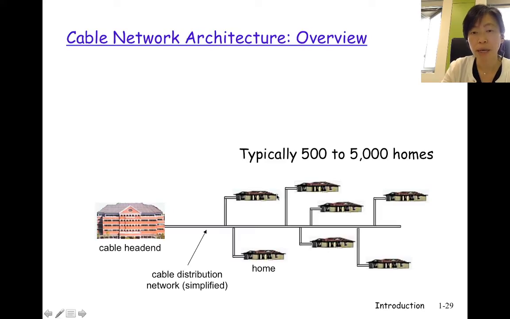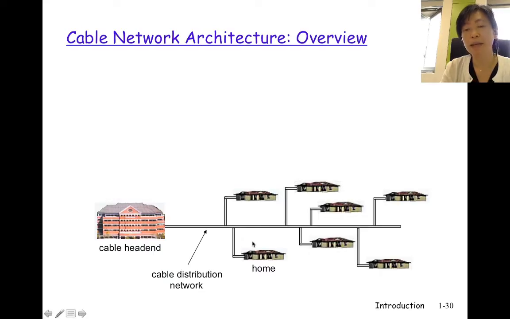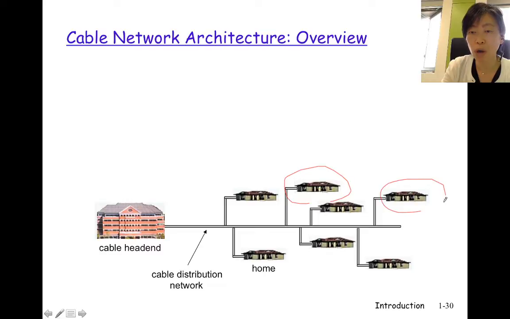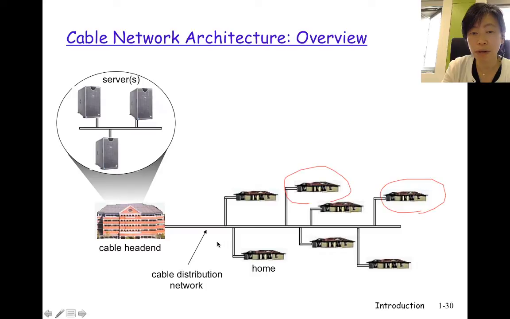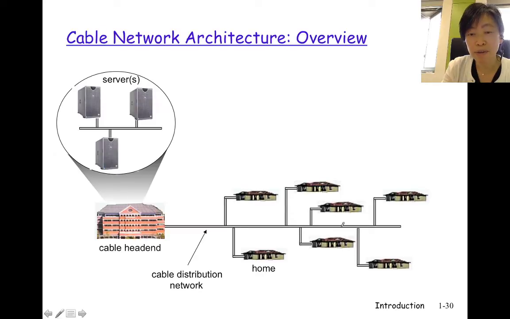So let me illustrate. Households are here. Let me go back one animation. There we go. So this is a household. Individual homes, and there could be hundreds or thousands of them connecting to each other. And then connecting through this cable distribution network to the central office. And this is where the servers and the routers are. The internet is going to be up here.